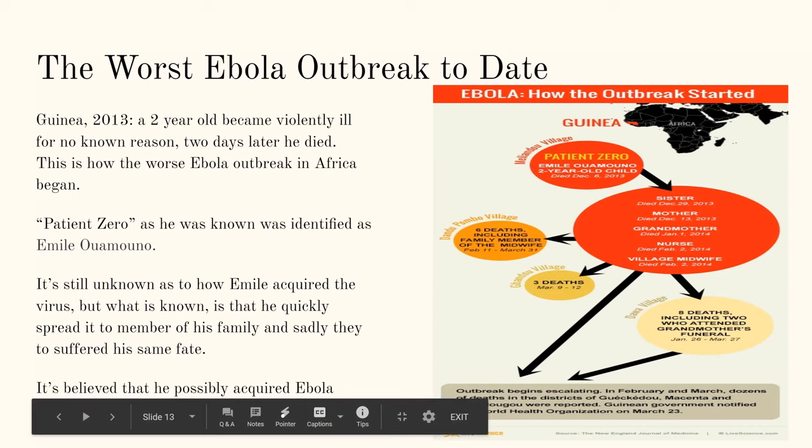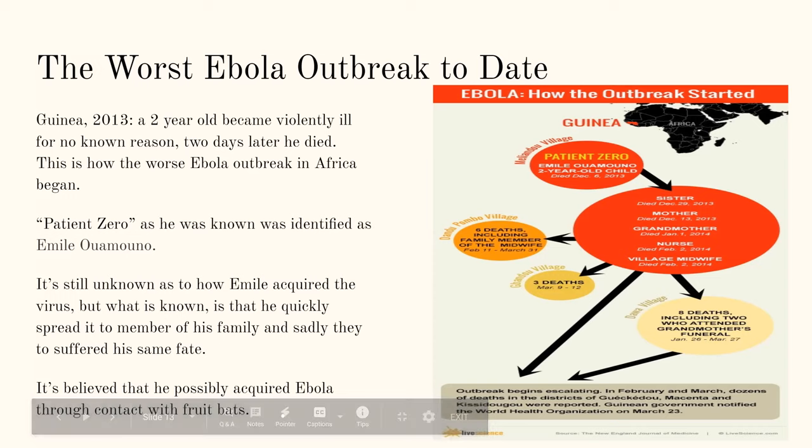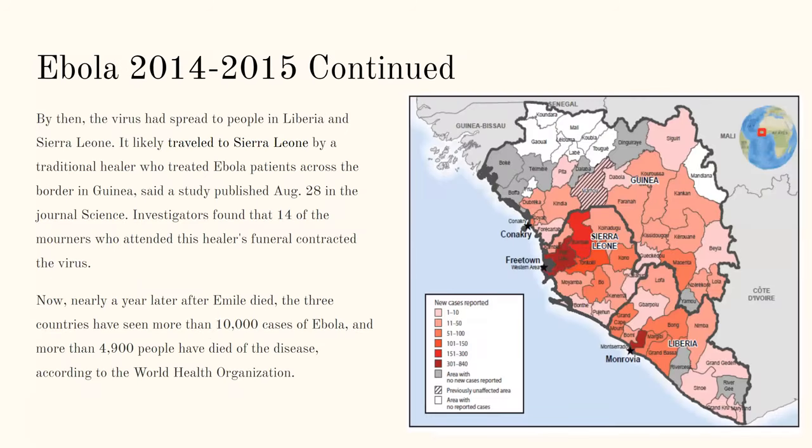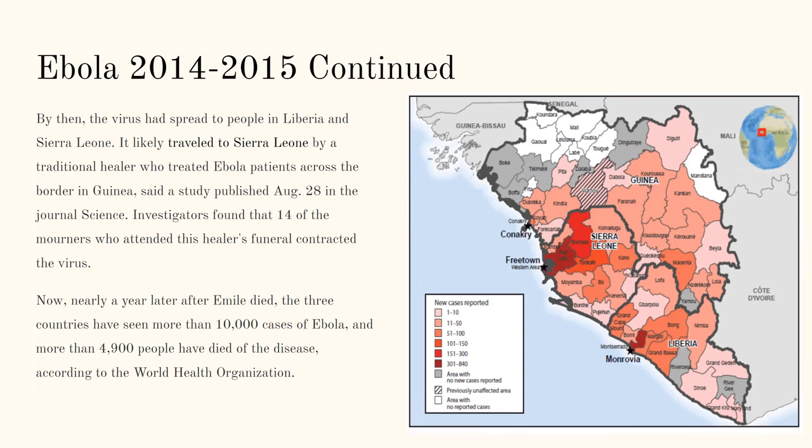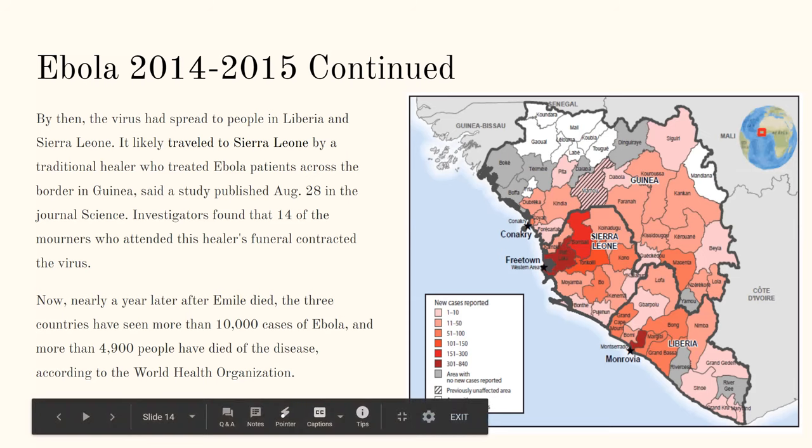We're actually going to watch a documentary on this, and you'll understand how this happens. Going out of 2013, in December 2013, when Emile Amanu died, going into 2014, Ebola is going to spread at a rapid pace. It spread over the border of Guinea into Liberia. So here's the border of Guinea and Liberia. It was spread into Liberia. From Liberia, it would then spread into Sierra Leone.